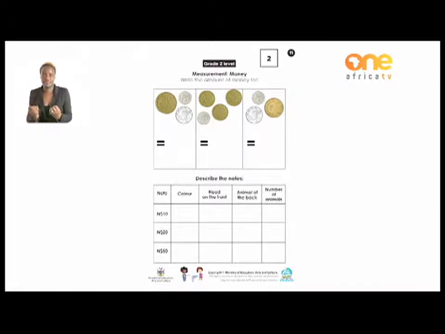You have to indicate for me the number there, as well as for the $50 note. What color is the $50 note? Whose head is on the $50 note? The animal, the name of the animal. I would like to see the animal's name, as well as the number of the animals on the $50 note.